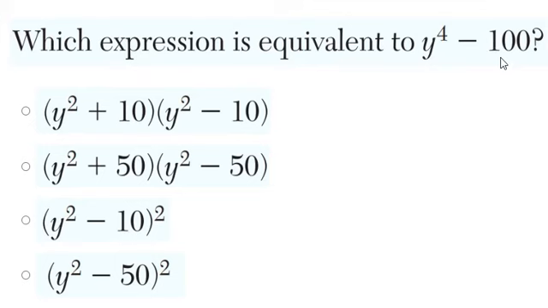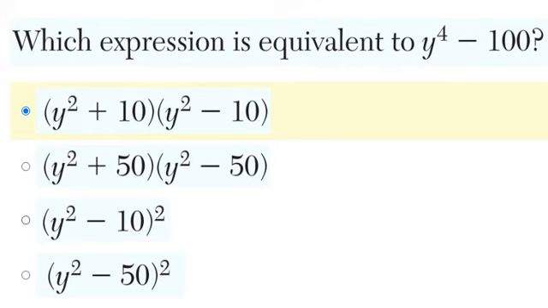So then we just take the square root of 100. The square root of 100 is actually 10. 50 times 50 would be 2,500. So we're taking the square root, not dividing by 2. And therefore, our answer is choice number 1.